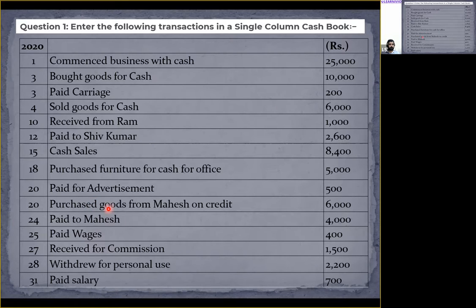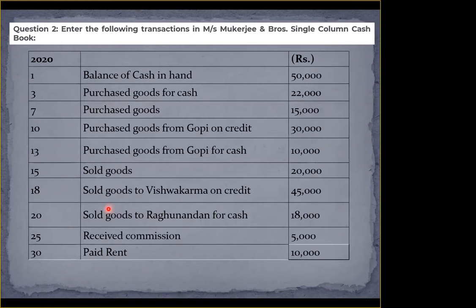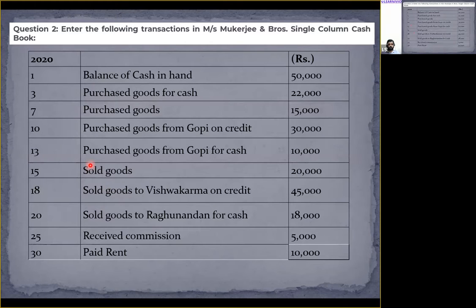Just a minute. Yes, sir. Sir, I think this is the wrong question. Yeah, this is the right question. Question number 2. Okay, sold goods for 20,000. Now it has been recorded. The 18th transaction is sold goods to Vishwakarma on credit. So we are selling goods to Vishwakarma on credit. It has no significance in the cash book, so it will not be recorded in the cash book.